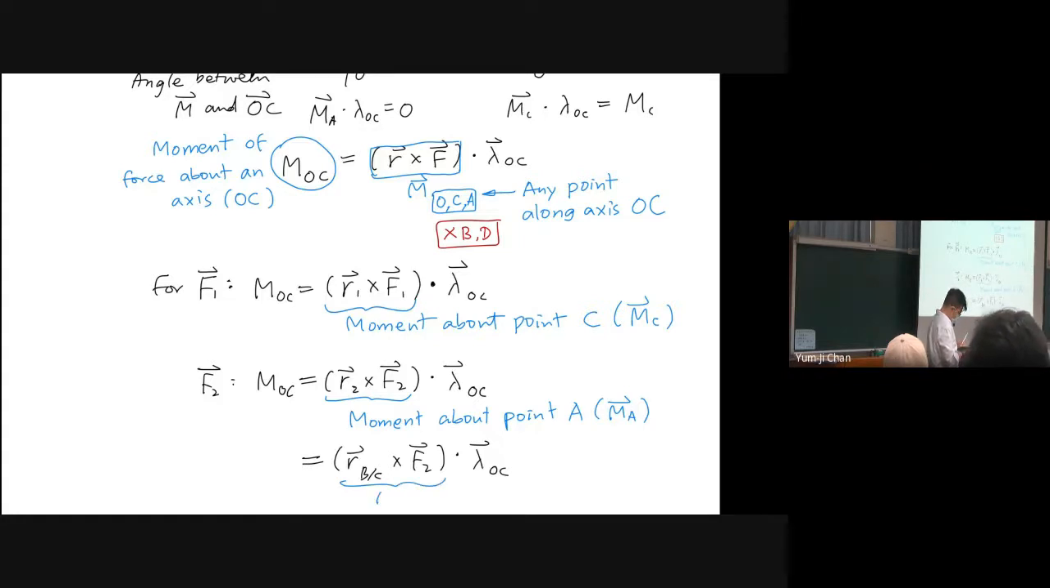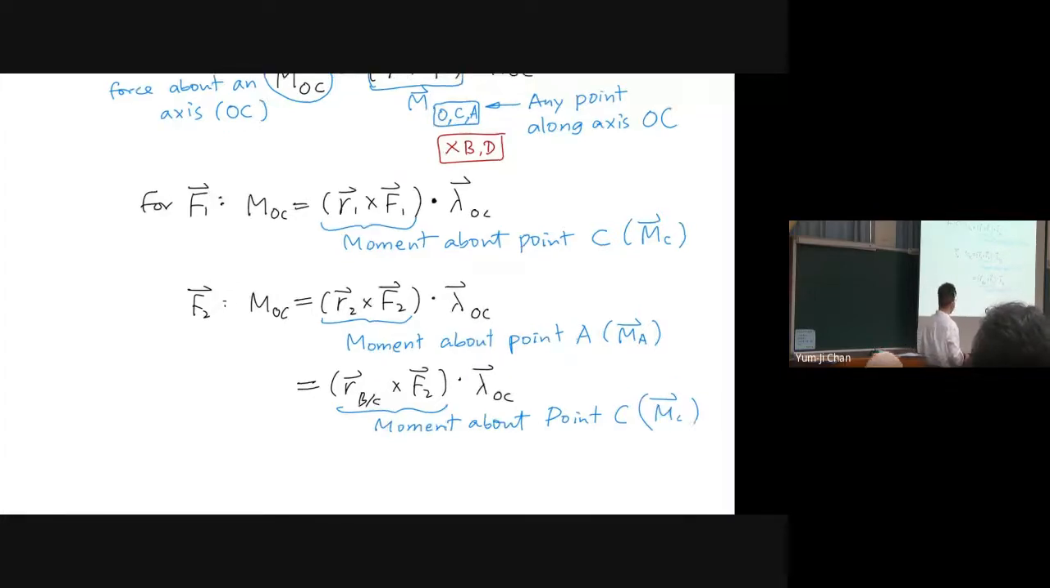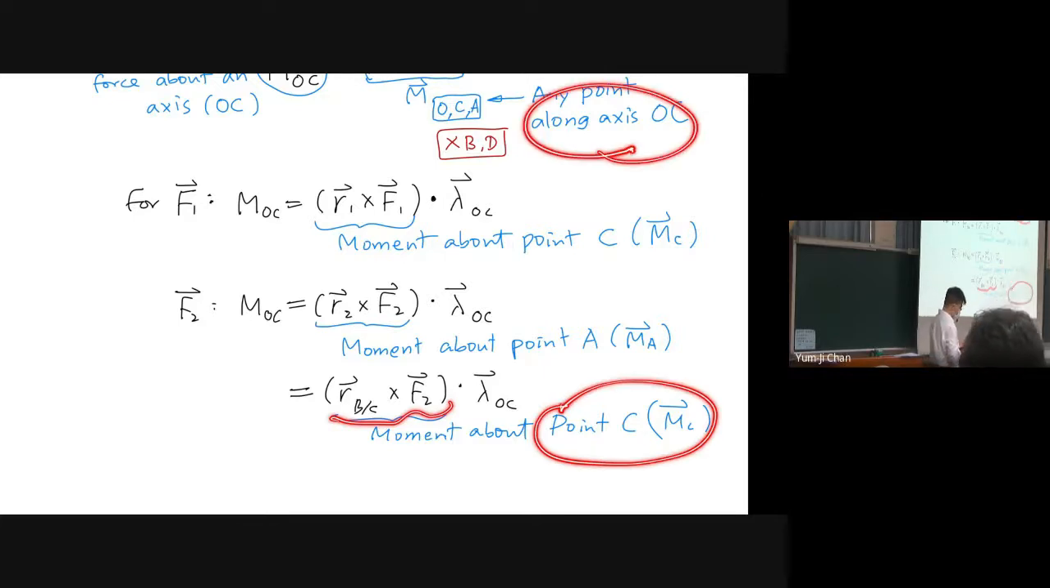And this is the moment about point C. We can do this, and we can do this as long as this one is a moment about a point along axis OC. This is the key point.